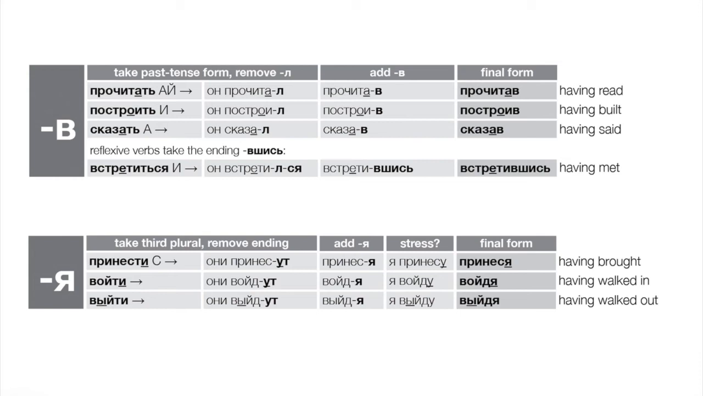Only trick here, and we will see this sometimes with reflexive verbs, they may do something a little bit funny. In this case, they don't simply add в, they add вшись. Okay, so definitely circle that. So for example, встретиться, we would get встретился. We drop the L, and we add not simply в, but вшись, and we get встретившись. Okay, so that would work for any reflexive verb.